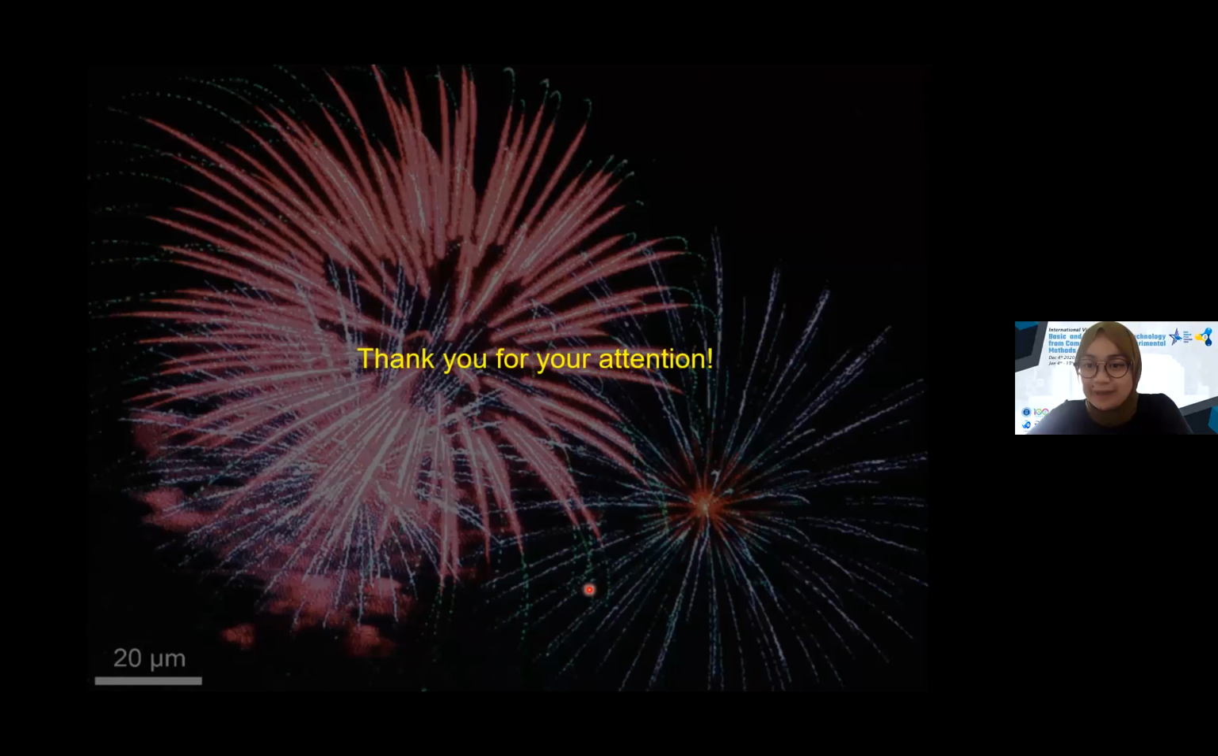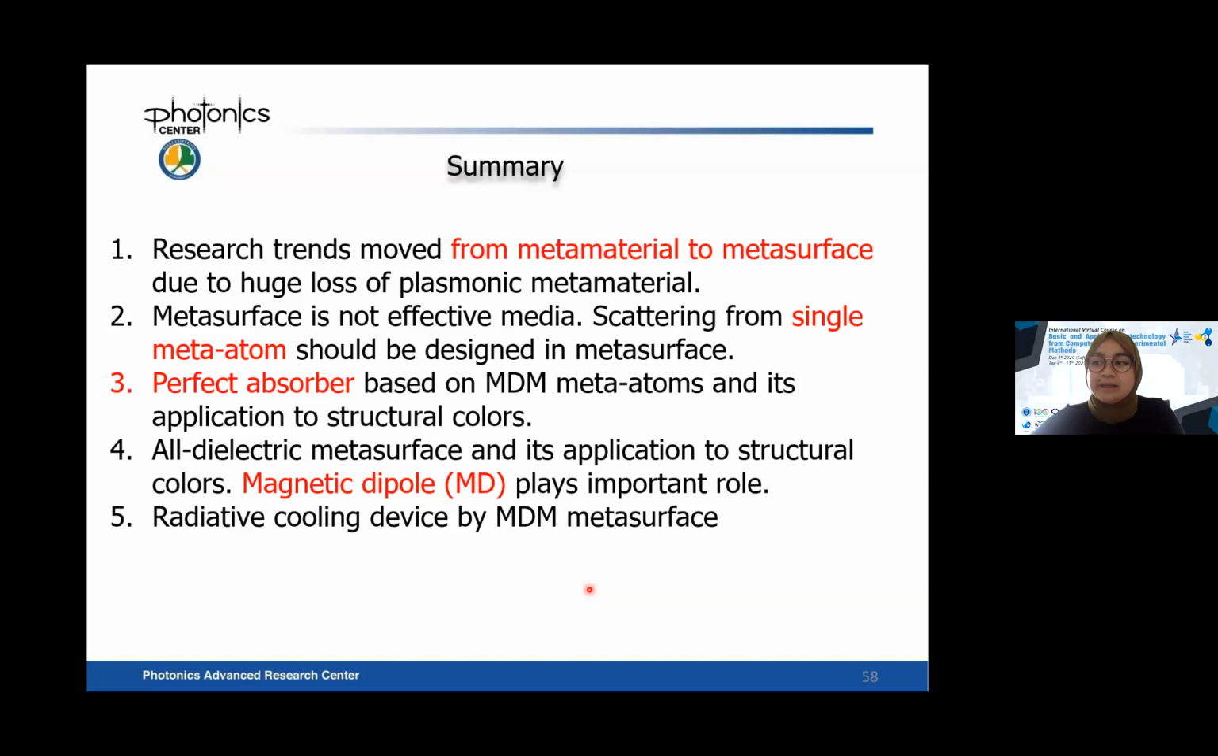Okay, I hope that answered the question from Satria. I also have one question, Sensei. What is the biggest application now in the industry of using metamaterials? Can you give an example?